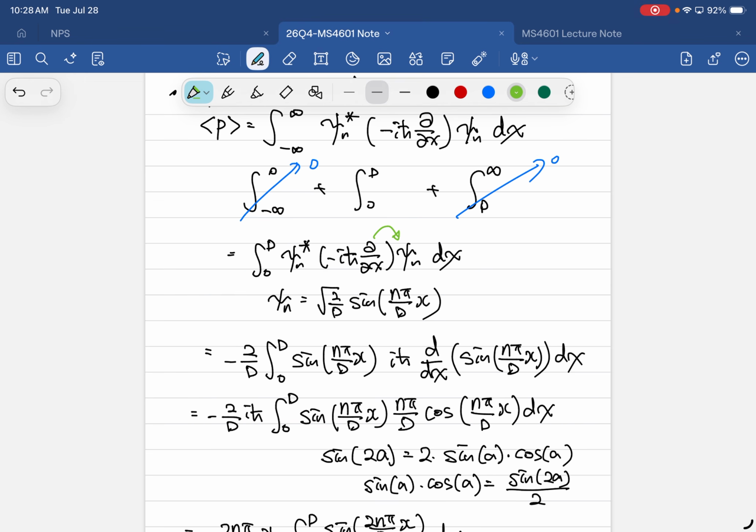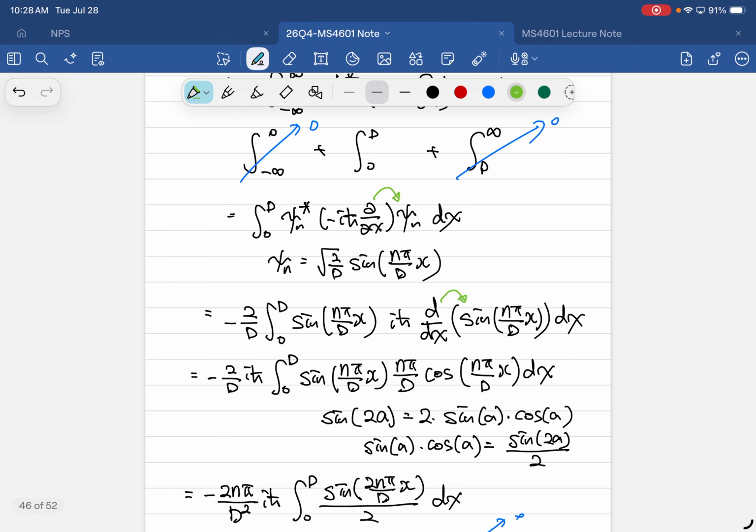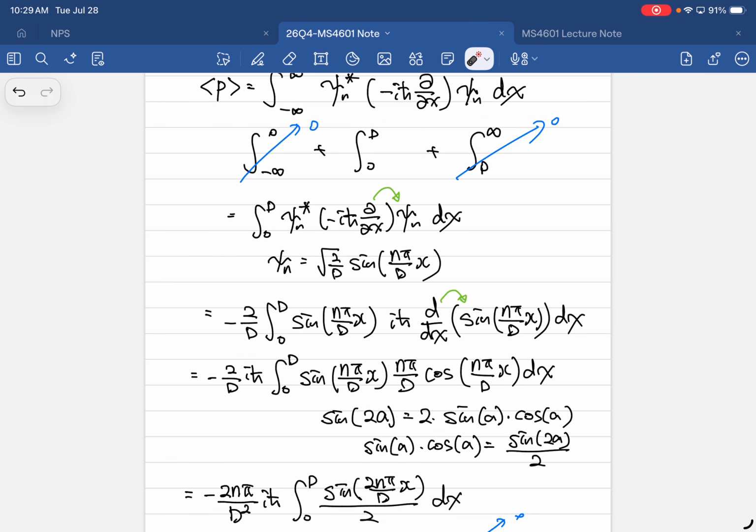And with that, this d/dx, or ∂/∂x, because here we only have x dependency, becomes an ordinary derivative. d/dx will act upon this sine of n pi x over d. So ∂/∂x will be acting on the next one, which is the wave function. With that, we are now taking the derivative of this one. So this whole thing will be n pi over d times cosine of n pi x over d.